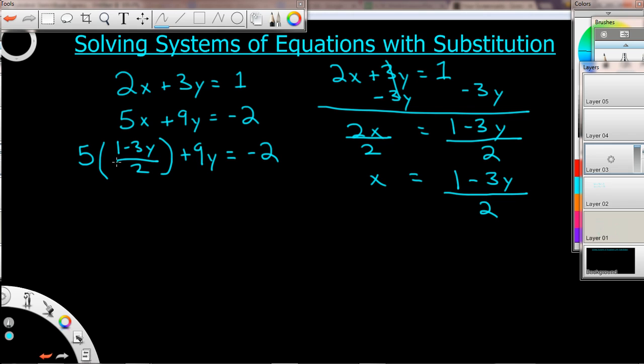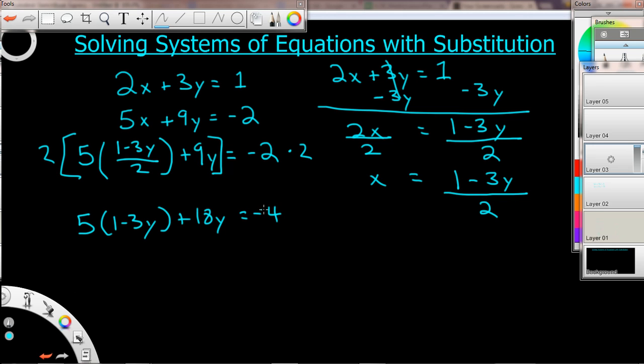I'm going to go ahead and multiply by 2 to get rid of this fraction. So I'll multiply both sides of this equation by 2. Do I want to distribute here? No, that's fine. I'll multiply both sides by 2. Okay, so multiply this by 2 and multiply this by 2, and we get 5 times 1 minus 3y. The 2 cancels the 2 in the denominator, plus 18y is equal to negative 4.